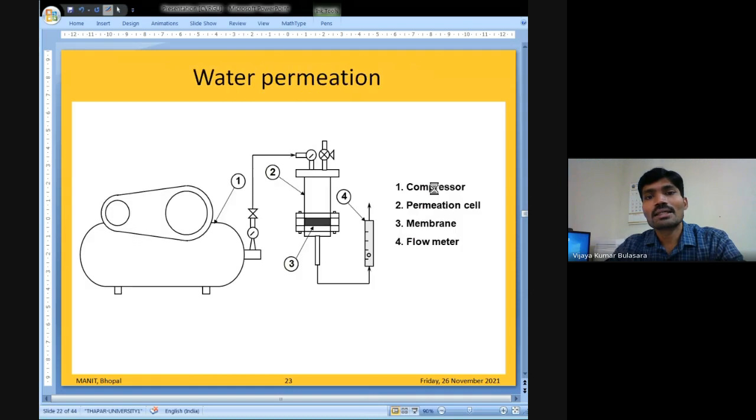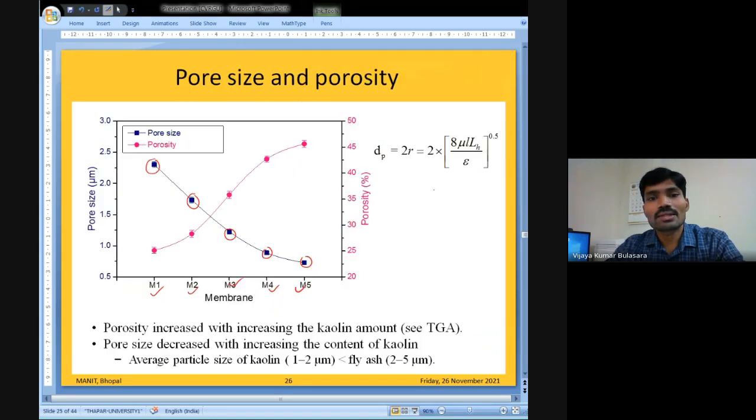Okay, so this weight loss also corresponds to a high amount of porosity. So porosity is increasing with kaolin content, and it is correlated with the TGA observation. The highest weight loss observed in TGA for the M5 membrane also corresponded to a similar increase in the porosity of the membrane. Now we have the data of pore size and porosity.